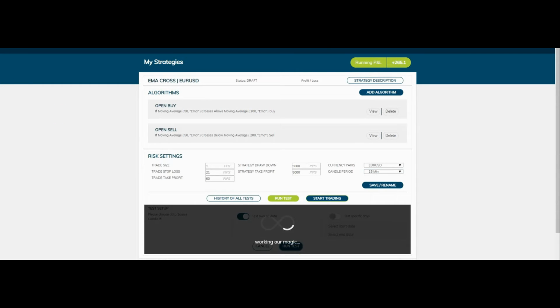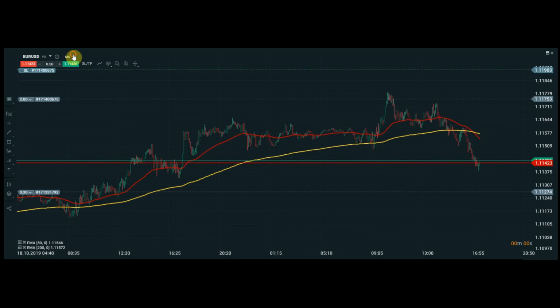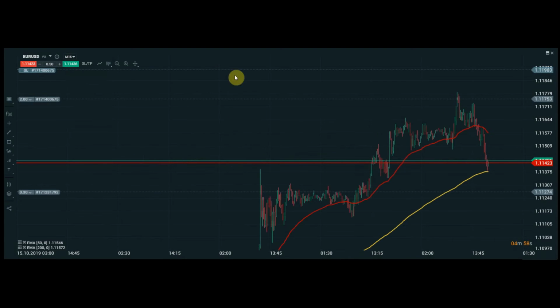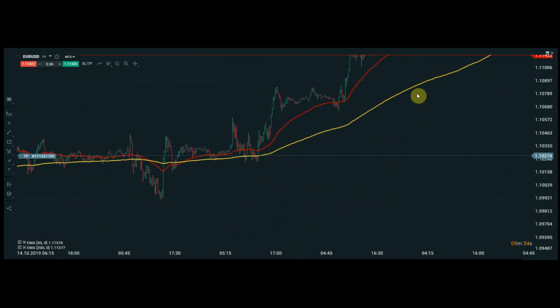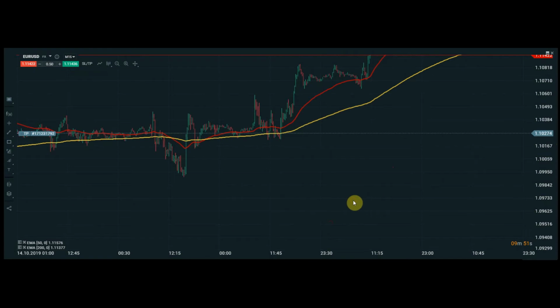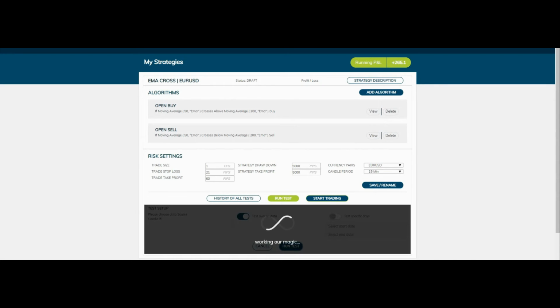So now what that's doing is testing this particular strategy, but on a 15-minute time frame. So there will be fewer trades, because the moving averages cross fewer times on a 15-minute time frame. So we'll see the result it gives us.